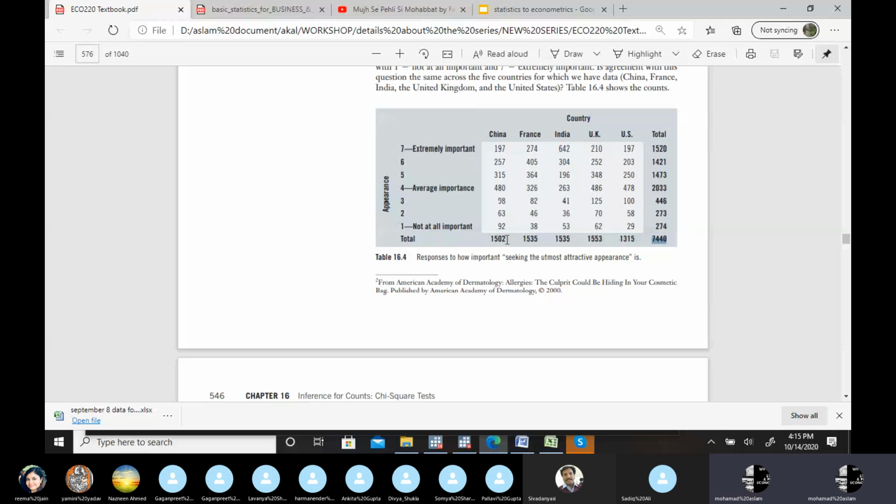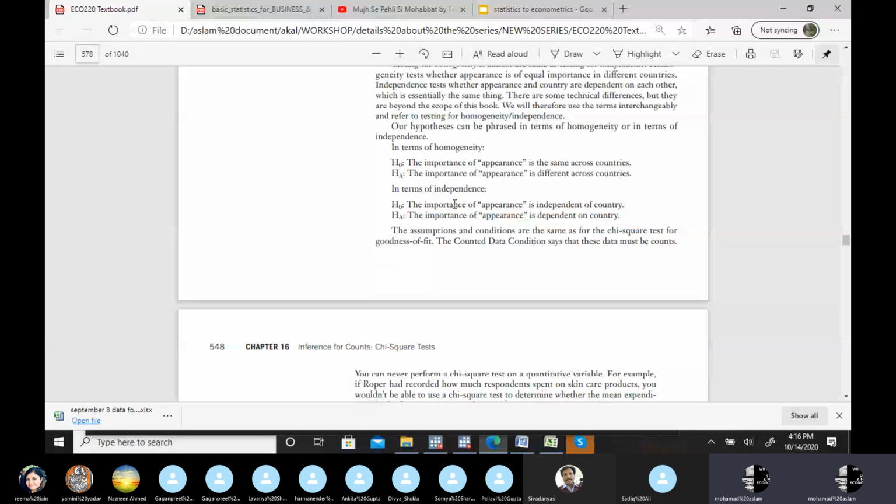So we have, and what will be the null? The importance of appearance is same across countries, and alternative is the importance of appearance is different across countries. Means the importance of appearance is independent of the country, means it's same across the countries, and next is importance of appearance is dependent on country. So this is what we say test of homogeneity or independence test.